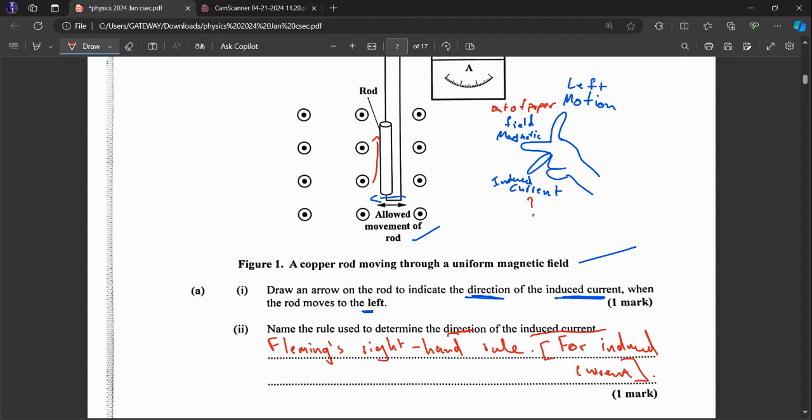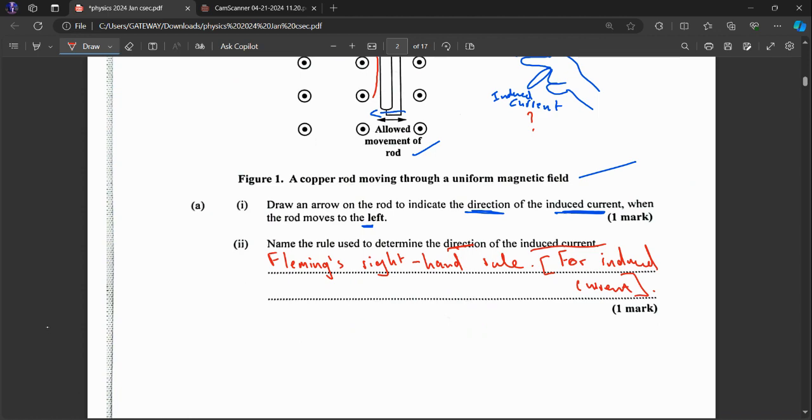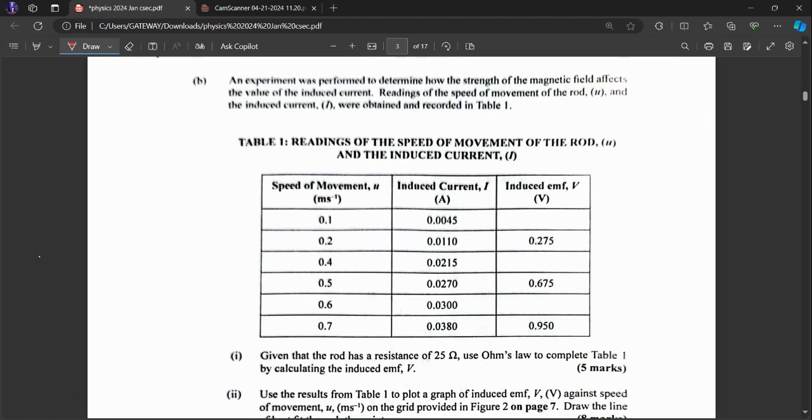Also, with Fleming's right-hand rule, the curl of your fingers will be the magnetic field. If you put it like that, the curl of your fingers will be pointing towards you, and your thumb will be pointing upward, indicating the current as well. But we can stick with this right-hand rule here. So that was it. There are 2 marks. Part B now.